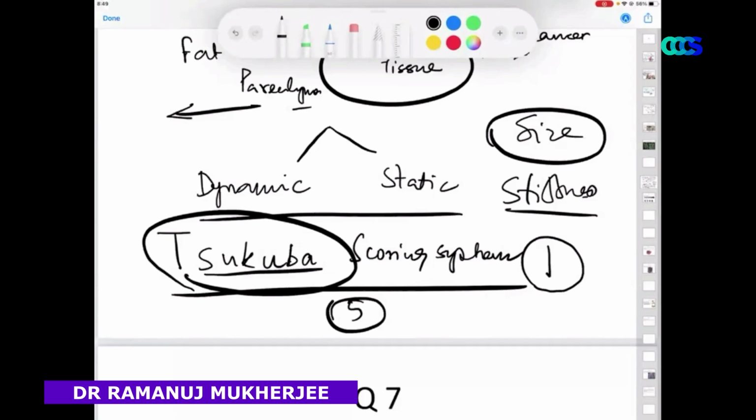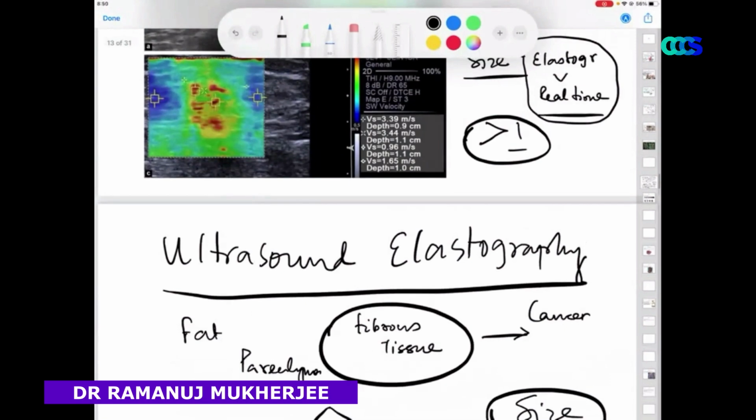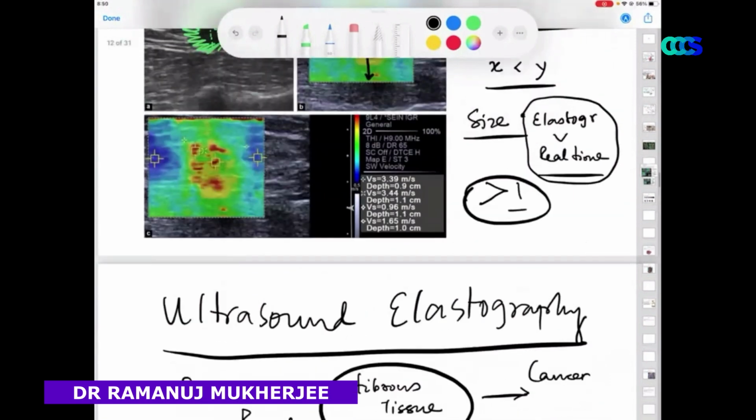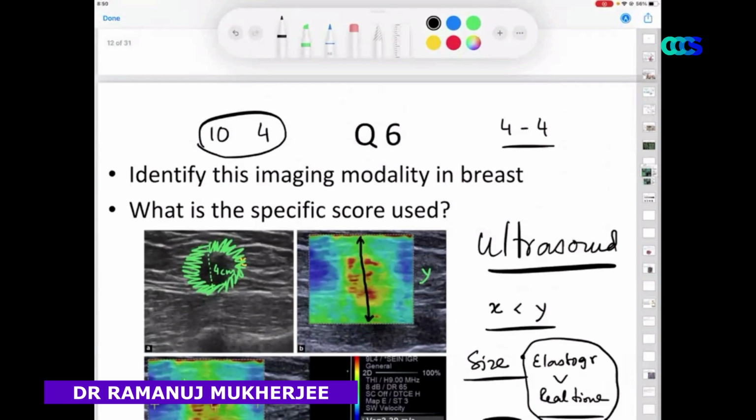Sir, is there any particular indication for doing this? Very good question, I was expecting this one. Now, doctor, at the end of the day, we are surgeons. The bottom line for us is that in a triple assessment, you did a clinical assessment followed by radiology. After the radiology, what is the decision that you take? Whether to go for a biopsy, yes or no, isn't it?